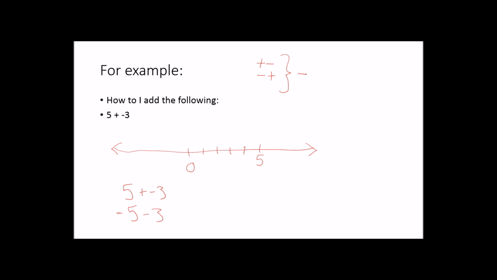But if it was a more complicated one, it might still be useful to think about the number line. So 5 minus 3: negative means I'm moving to the left, and I'm moving by 1, 2, 3 steps, and so my answer is 2. So 5 minus 3 is 2.